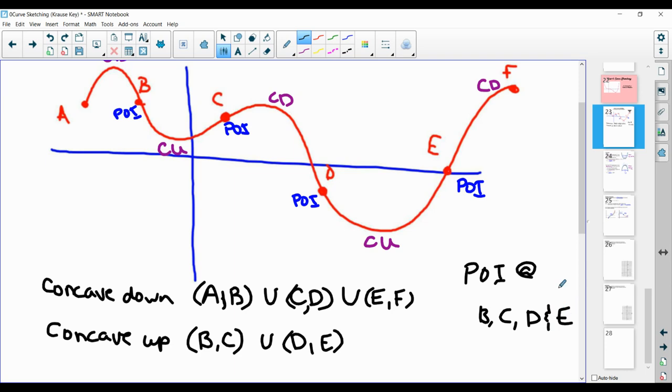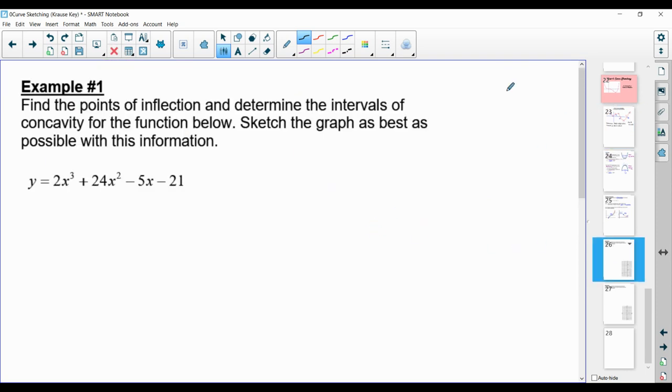All right, so that's just looking at the graph and identifying those key points. We're going to take a look at a couple examples here where we're going to figure out our points of concavity and our critical points using calculus. So first example here, it says find the points of inflection and determine the intervals of concavity for the function below. And then we're going to sketch the graph as best as we can with the information that we have.